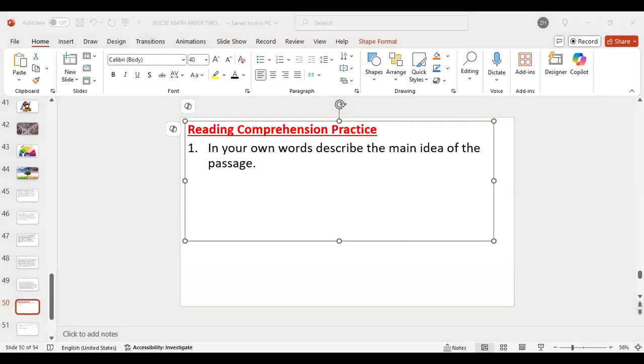What is the main idea of this passage? Natural resources? The economy of the Bahamas? Let's go back to the title, because you could get the main idea from the title. What is the title of the passage? Natural resources of the Bahamas.